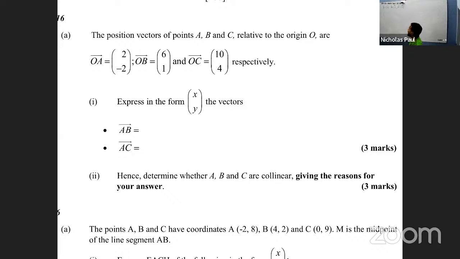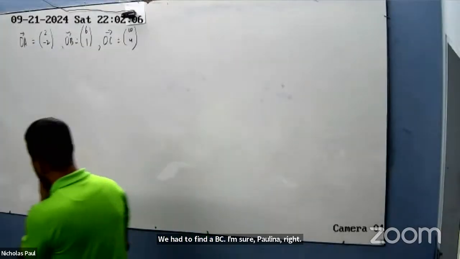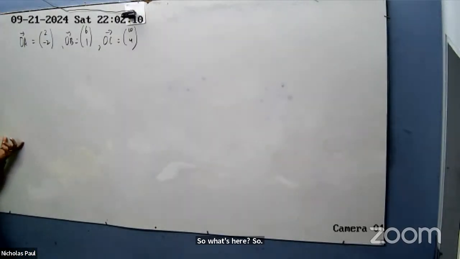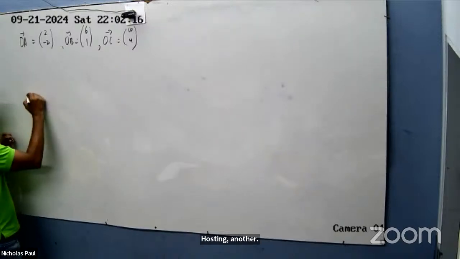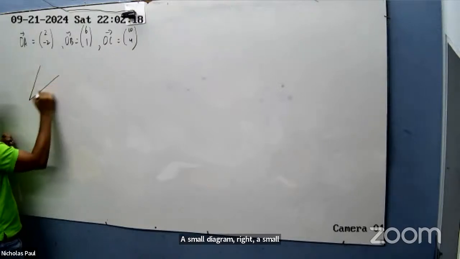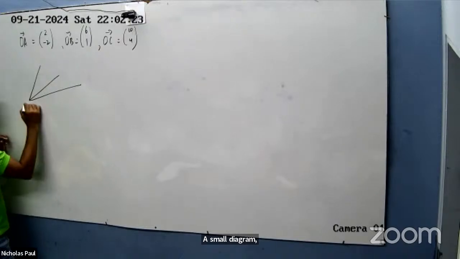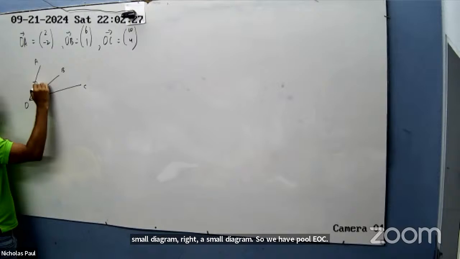All right, so we had to find AB, AC, and show they're collinear. Let's do this one together. Watch here. If we start here, what's the first thing that we need to do? Questions like this, first thing is a small diagram, right? So we have OA, OB, OC.